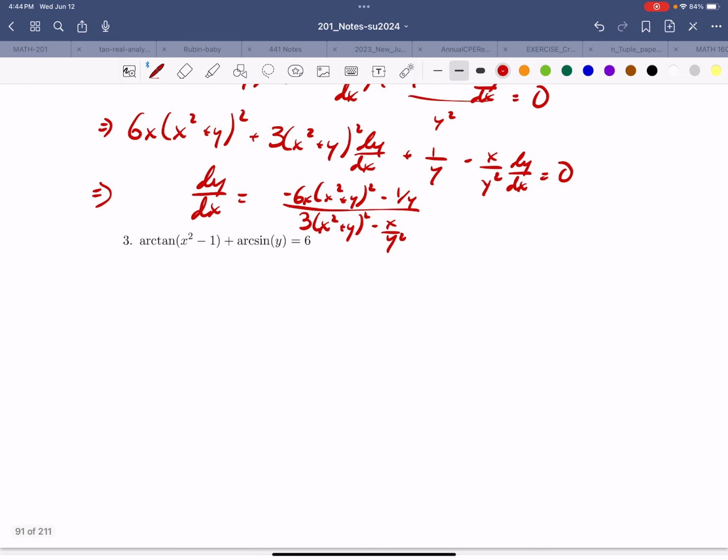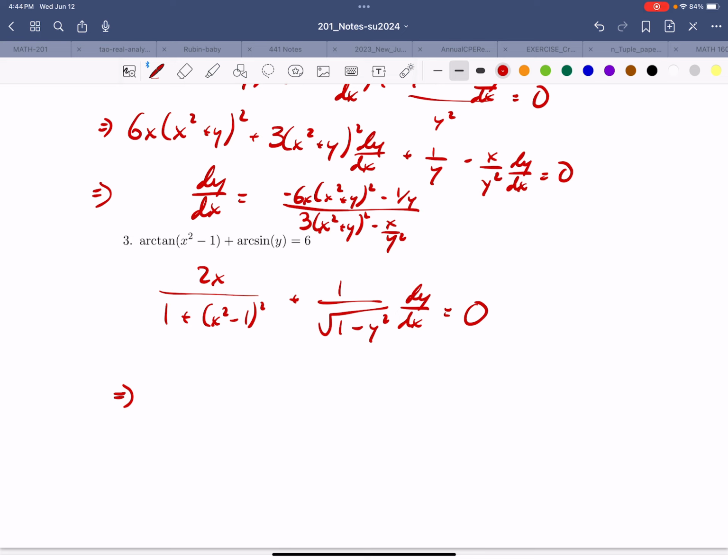And now number 3, right? Arctan. So remember, that's going to be, take the derivative, we get 1 over 1 plus this quantity squared. But remember, we also have to multiply by the derivative of the inside. Plus 1 over the square root of 1 minus y squared dy over dx equals 0, right? Because the derivative of any constant is 0.